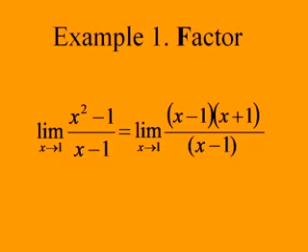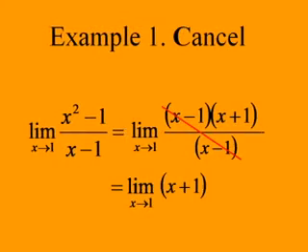We want to factor both the numerator and the denominator. The denominator is already factored, so we simply rewrite it. Since the numerator is the difference of 2 perfect squares, namely x squared and 1 squared, we can factor it as x minus 1 times x plus 1.